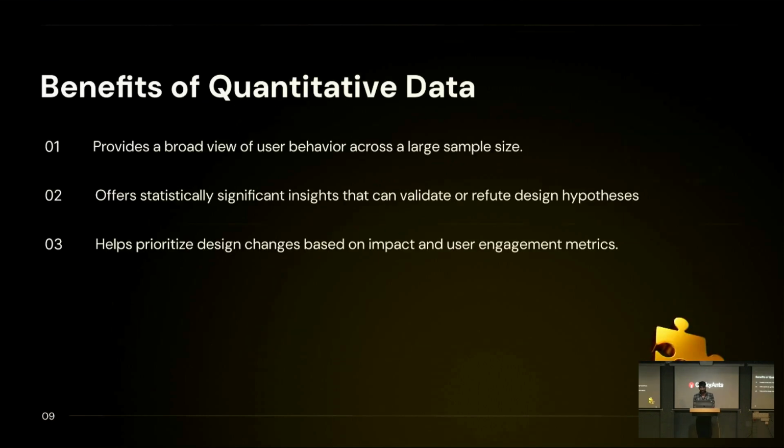Okay, benefits of qualitative data. It actually gives you a broad perspective of user behavior with a very large sample. It also offers significant insights, which can help you either prove or disprove a hypothesis. It helps you prioritize design change based on user metrics. It will also help you to prioritize features which are very necessary at the start.